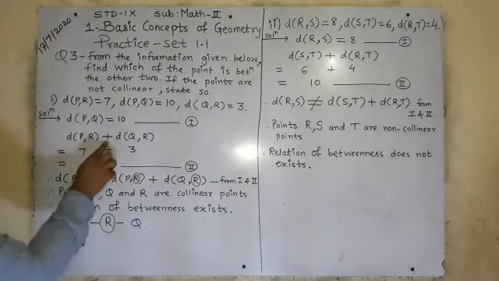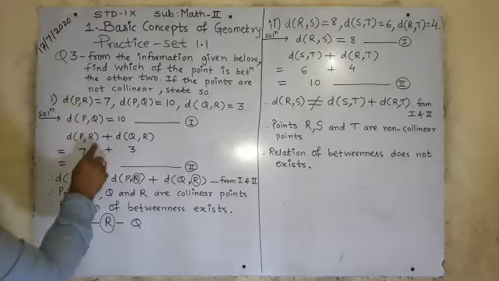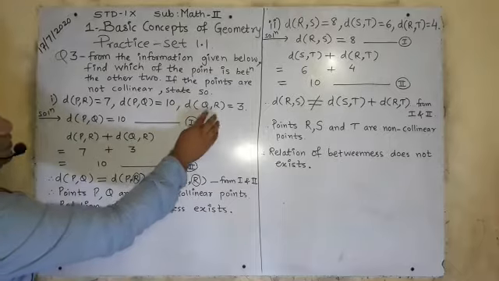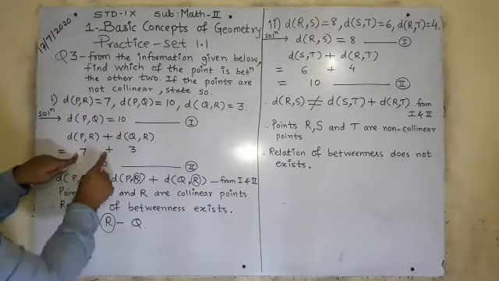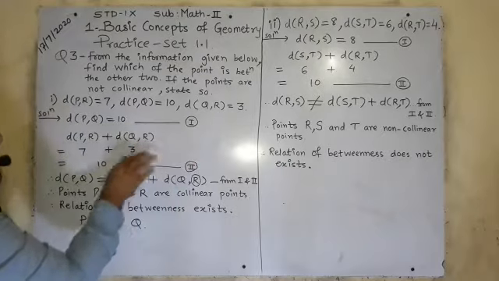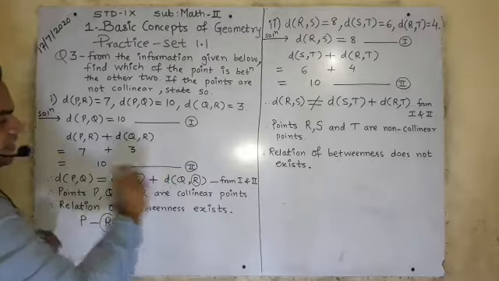So I will do the sum, that means I will do the addition of them. Distance between point P and R plus distance between Q and R, that is PR is equal to 7 plus QR is equal to 3. So the addition of this is equal to 10, which is my second answer.